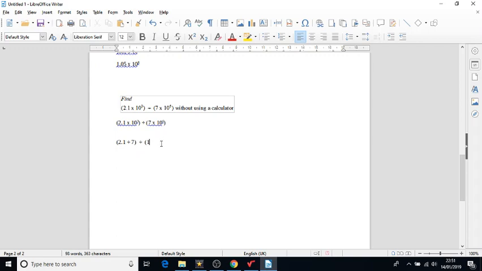Divide basically the 10 to the power of 3 divided by 10 to the power of 6.